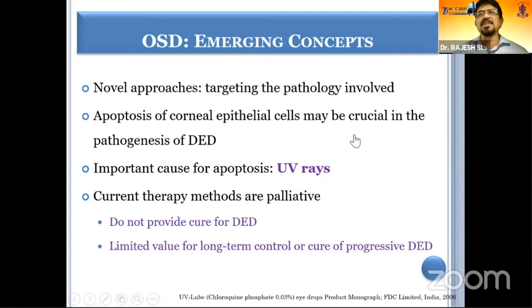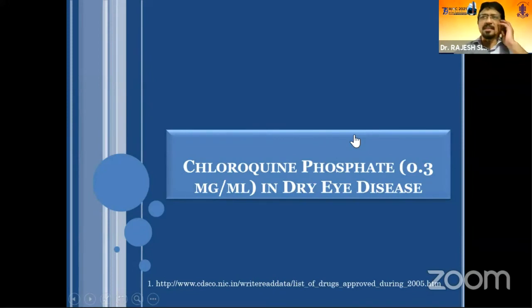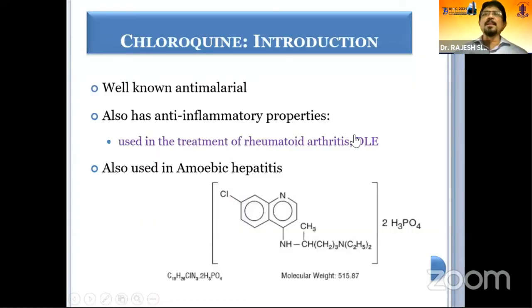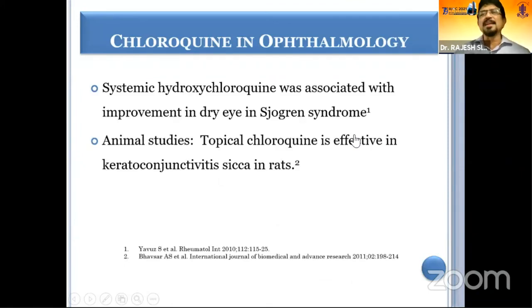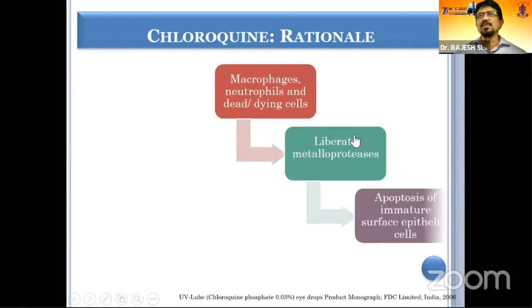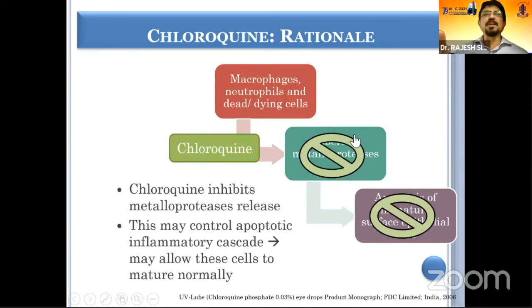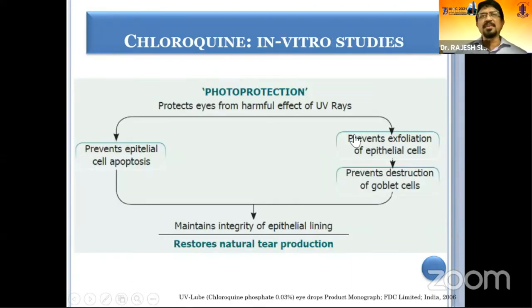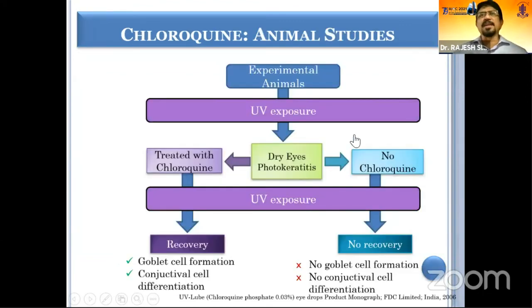earlier. And one more concept is that UV rays cause apoptosis of the ocular surface, and that results in ocular surface disorder. And chloroquine, which is an anti-malarial drug, by systemic use, accidentally people found out that it helped in dry eye and Sjogren's syndrome, and that's when people started thinking of the use of topical chloroquine. And chloroquine inhibits the metalloprotease release, and this may control the apoptotic inflammatory cascade. And chloroquine provides photoprotection from UV rays.